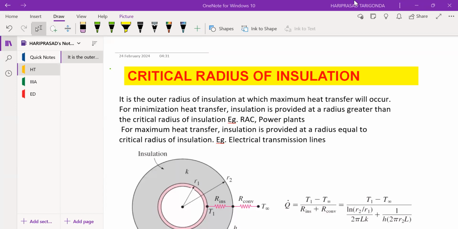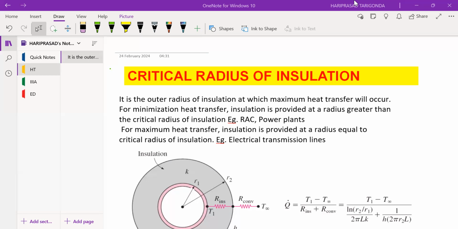So good morning. Today we will discuss critical radius of insulation. This is one of the important topics in heat transfer. Generally, insulation applications will be there in industries. One is minimization of heat transfer. The other is where excess heat will be accumulated, and we need to dissipate that heat. For that, we need to have maximum heat transfer rates. So for minimization and maximization of heat transfer rate, we are providing insulation.